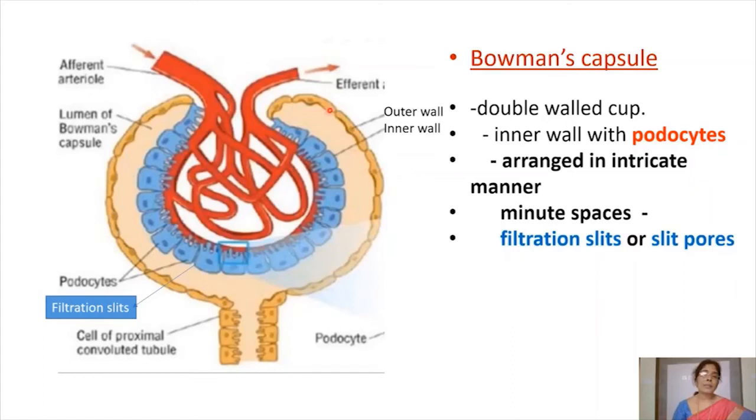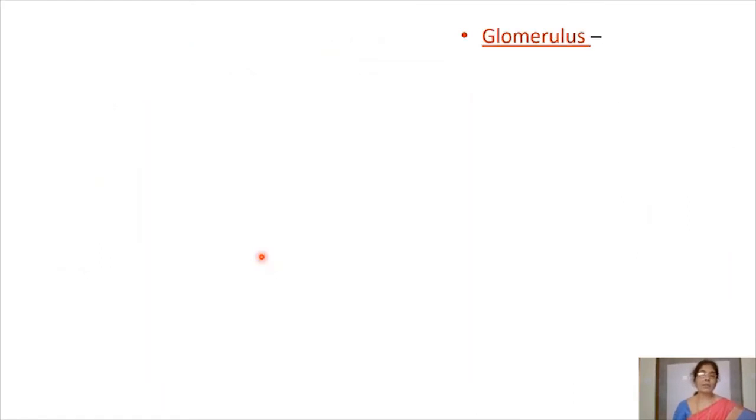So Bowman's capsule is a double-walled cup-like structure, and the inner wall has unique cells called podocytes. Podocytes, they bear projections, and these cells are intricately arranged, leaving minute spaces called filtration slits or slit pores.